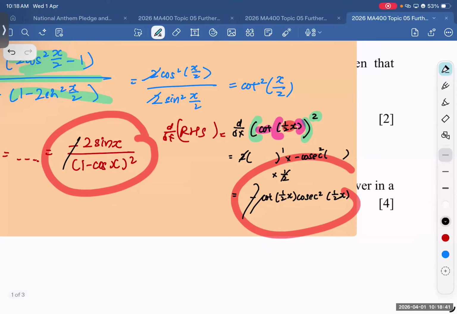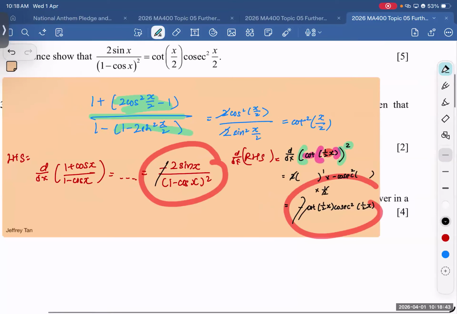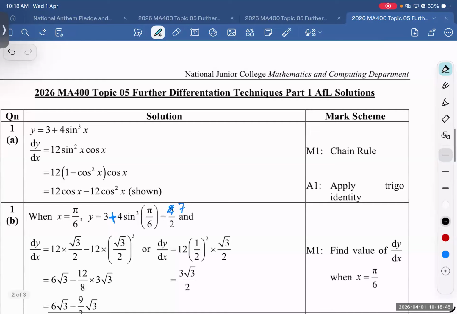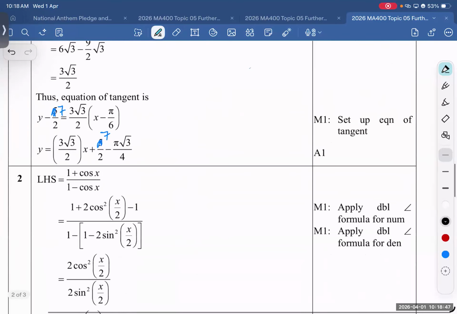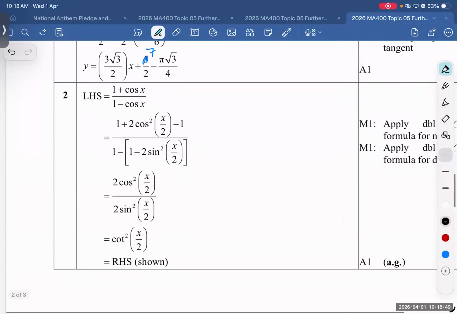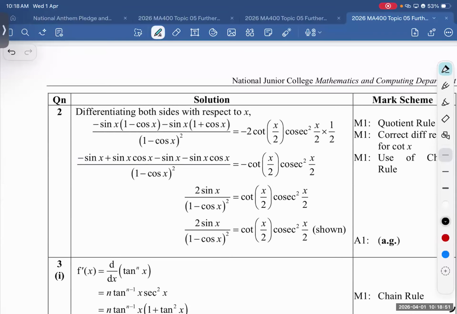Don't worry, don't copy it. Understand first. Once you understand, I'll show you the solution. Today I will put it on the G-Classroom as well. Okay, this is the second one.